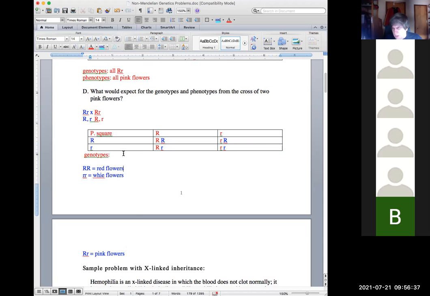So if we look at these 4 cells, a fourth of them are big R, little r. Sorry, big R, big R. 2/4 of them are big R, little r. One here and one here. And then finally, a fourth are little r, little r.